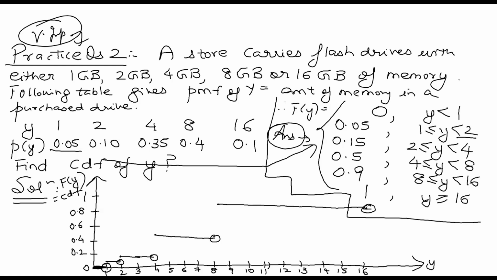And above 16, it is going to be exactly 1. So exactly 1 for values above 16. So I hope all of you understood how to draw the diagram for this.